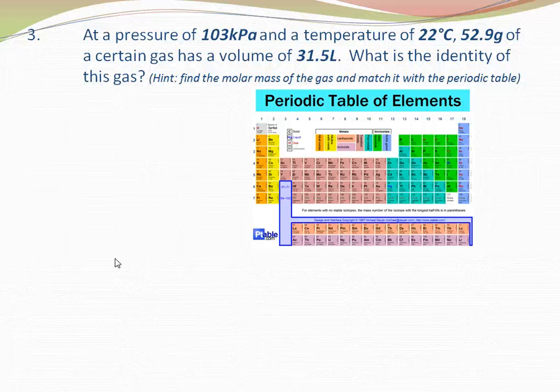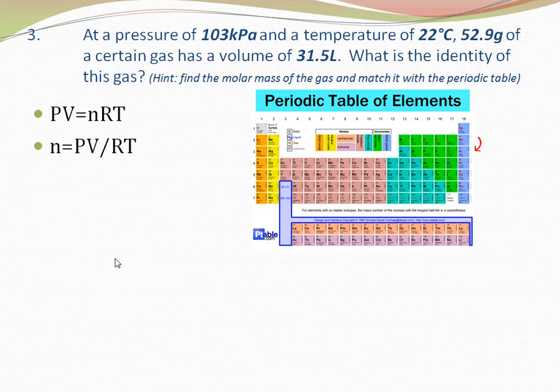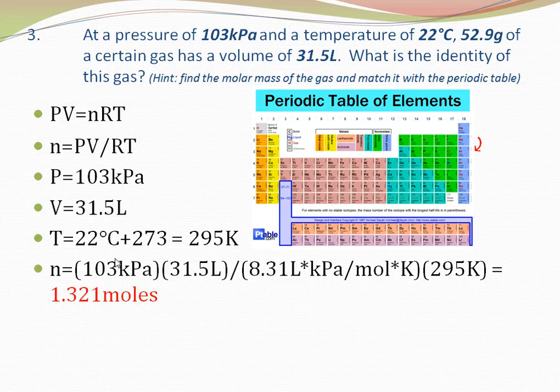The third question gives you the pressure, the temperature, the grams of a certain gas, and the volume. And you're looking for the identity of the gas. You use PV equals nRT. You set your equation equal to n to find the moles. You plug in your variables, giving you 1.32 moles.